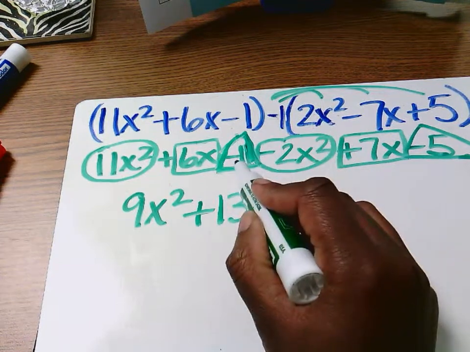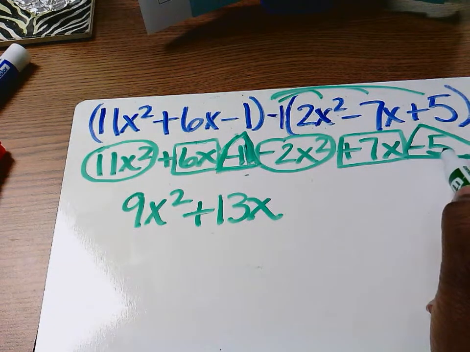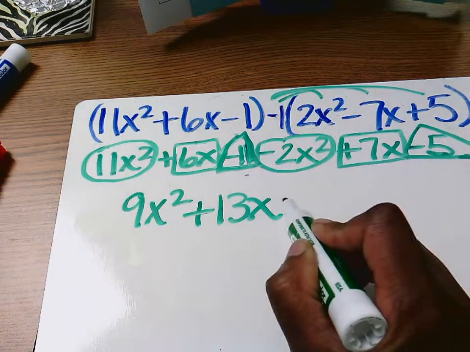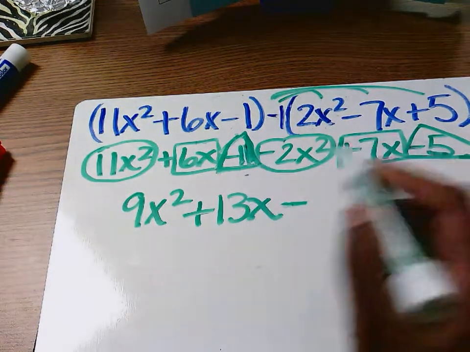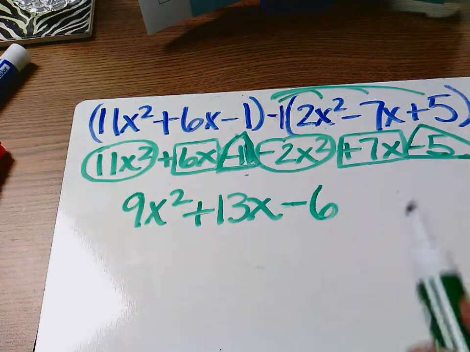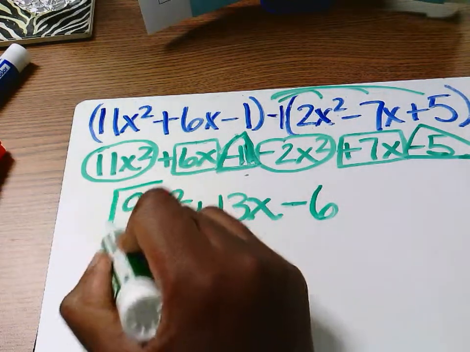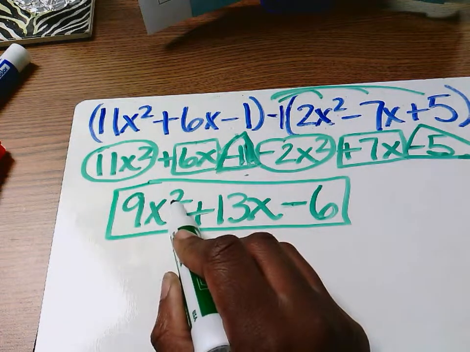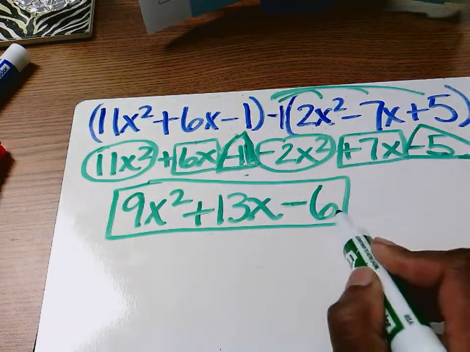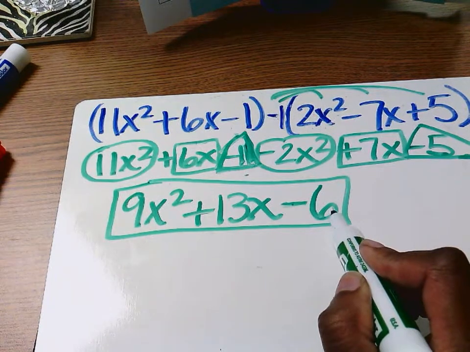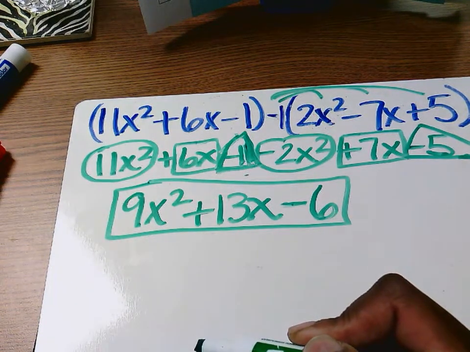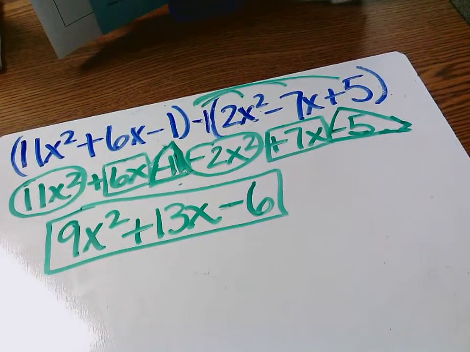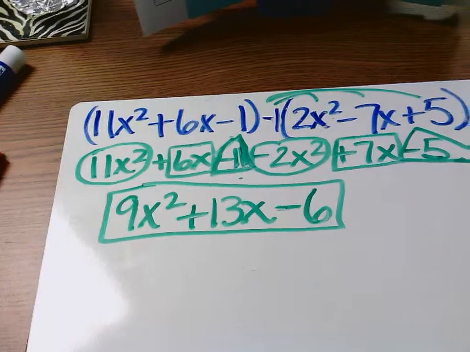Okay. -1 minus 5 is just like adding. Remember, you take the sign of the bigger number. -1 minus 5 is -6. There you have it. Again, in descending order, x squared, x to the first, and then my constant is always going to be at the end. Take a minute to write that down if you do not have it already.